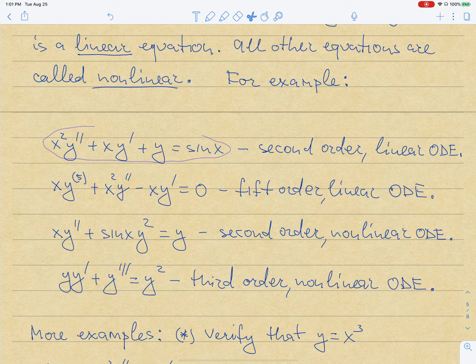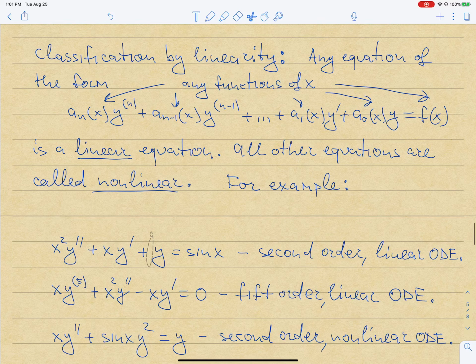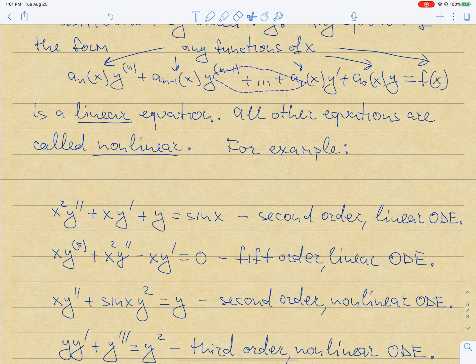Looking at the first example, this is a second order equation. And I see a function of x times y prime, another function of x times y double prime, another function of x times y prime plus 1, which is a function of x, times y equal to sine x. That fits this form here. So we get a second order linear equation. Function of x times the fifth derivative, function of x times the second derivative, minus plus function of x times first derivative equal to 0. That's a fifth order equation. And of course, again, derivatives appear in a linear way, so this must be a linear ODE.